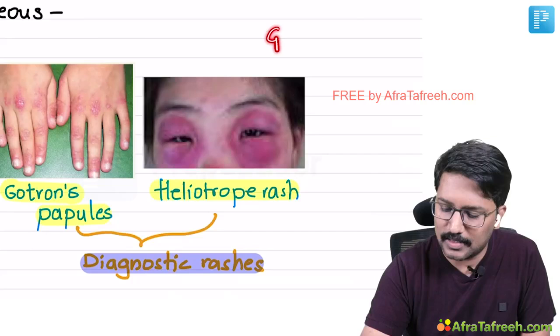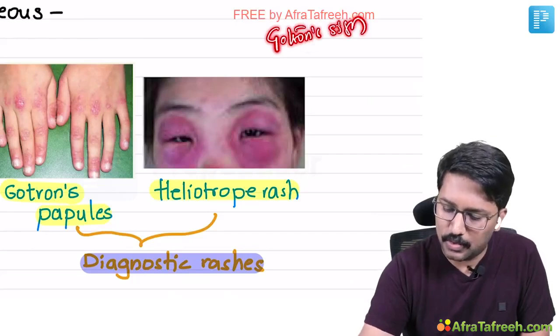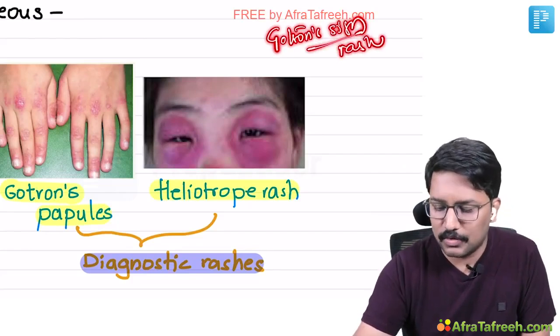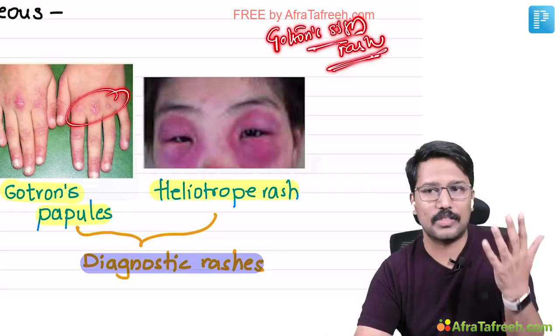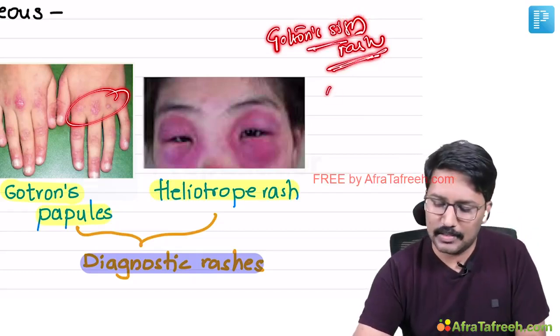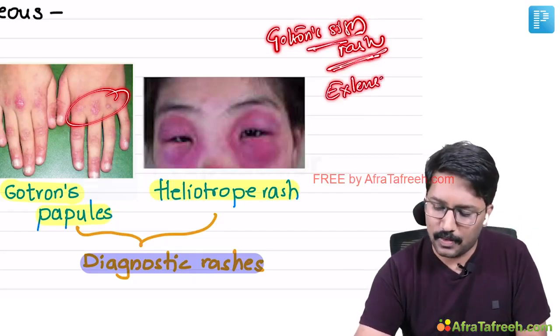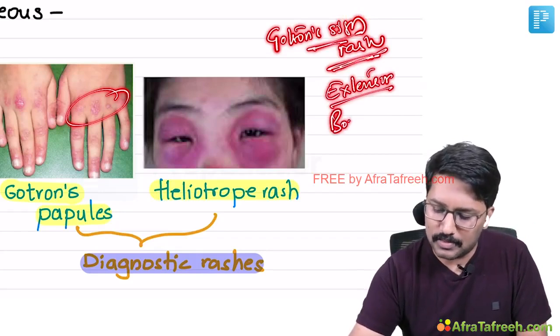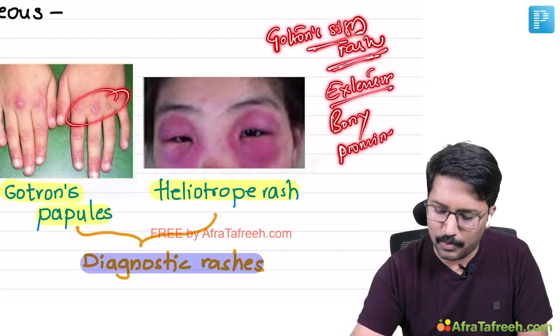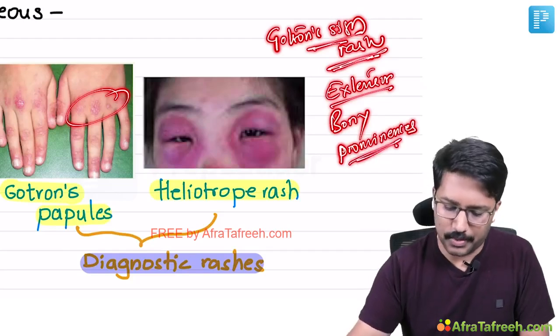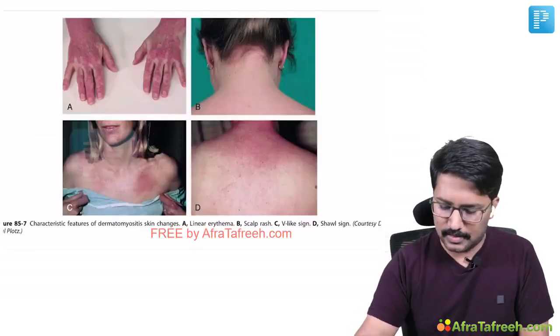Another thing that is considered as diagnostic rash is Gottron's sign, or you can also call it Gottron's rash. So Gottron's rash is a very similar rash, but usually not on the dorsum of the hand, elsewhere. Again, typically seen in extensor surfaces, mainly on the bony prominences. It can be seen anywhere, but in most cases it is seen on the bony prominences. Okay, so these are diagnostic rashes.